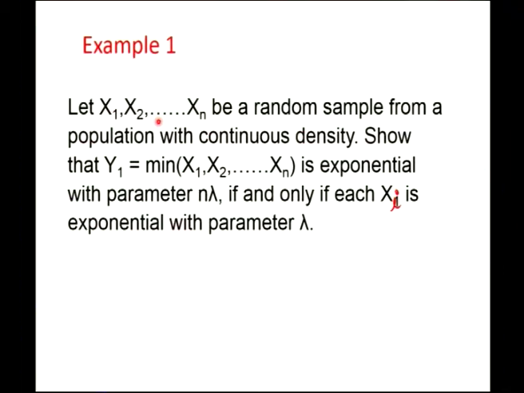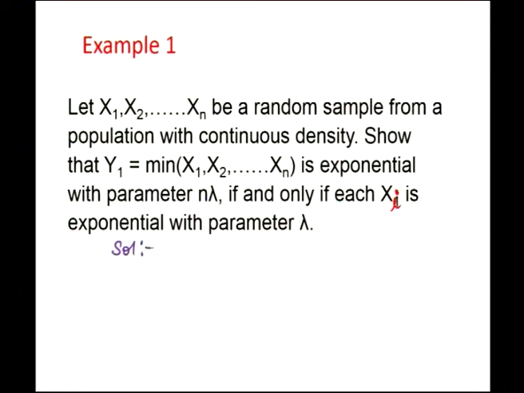So, the first example goes like, let x1, x2, x3 etc. up to xn be a random sample from a population with continuous density. Show that y1 is equal to minimum of x1, x2, x3 etc. up to xn is exponential with parameter n lambda if and only if each xi is exponential with parameter lambda.